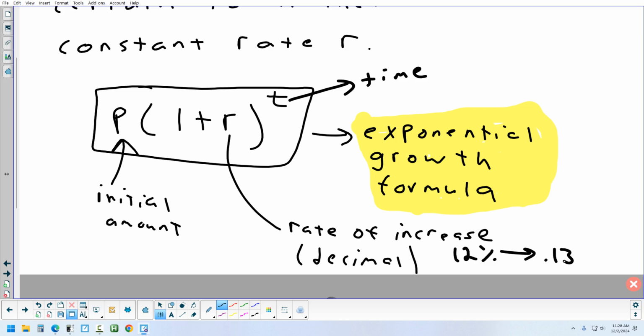Okay. 0.12. So if you see a percentage, make sure you change it to a decimal. And then T, that's just how much time has gone by. We want to know the population in 5 years, 10 years, how much time.